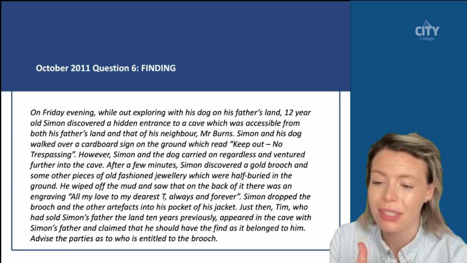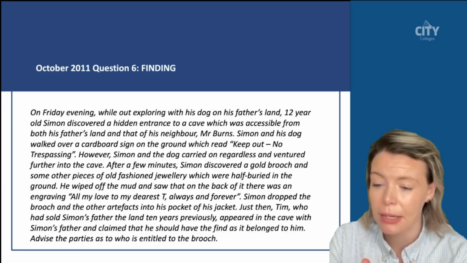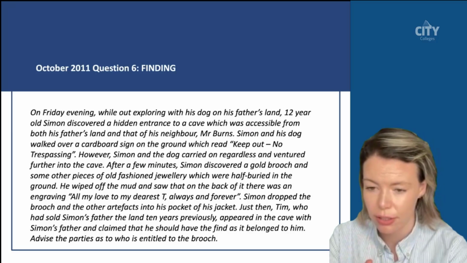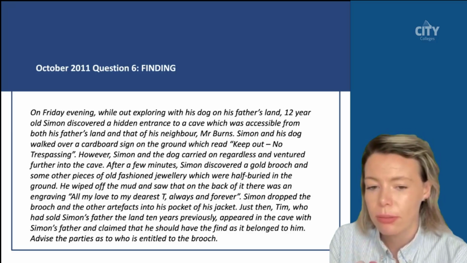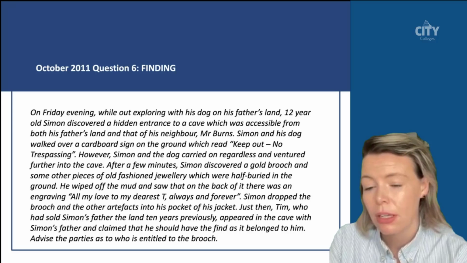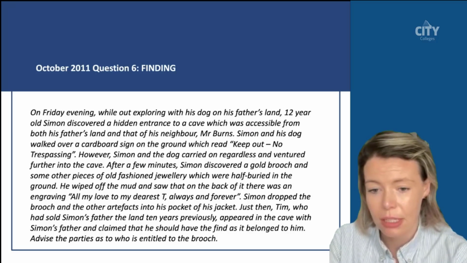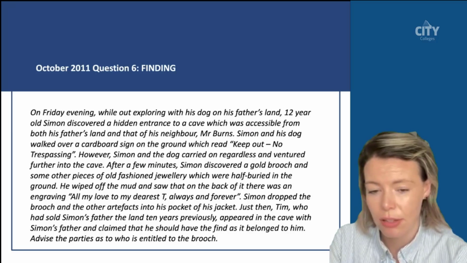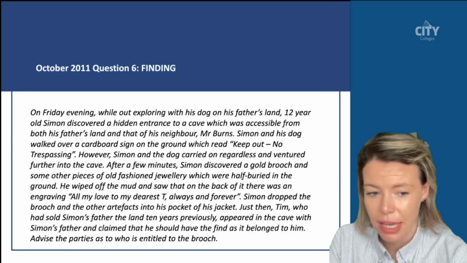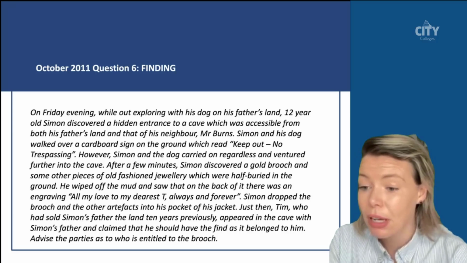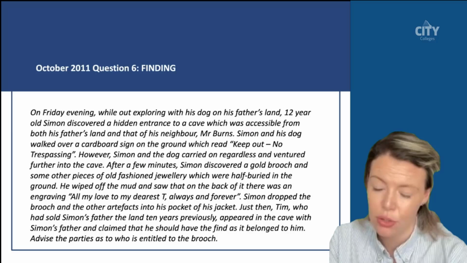And we see that or something similar to that come up time and time again in relation to a problem question on finding. So just circle those words. He wiped off the mud and saw that on the back of it there was an engraving, "All my love to my dearest T, always and forever." Simon dropped the brooch and the other artefacts in his pocket of his jacket. Just then, Tim, who had sold Simon's father the land 10 years previous, appeared in the cave with Simon's father and claimed he should have the find as it belonged to him and advised the parties who was entitled to the brooch.